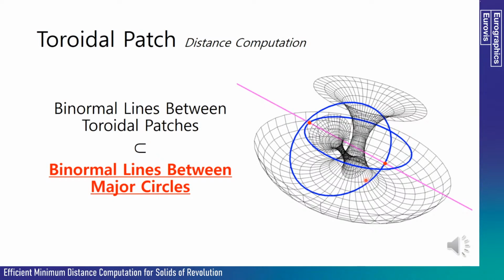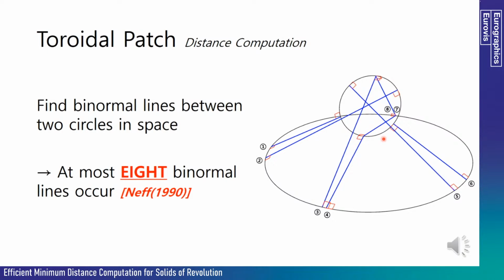Therefore, we can say that two points on toroidal patches that form binormal lines, and maybe minimum distance, must be on the binormal lines between the major circles. With this observation, instead of finding binormal lines between two multivariate surfaces, we can just find binormal lines between two univariate circles in space. Clearly, it is much more efficient. Therefore, we need an algorithm to find binormal lines between two circles in space.